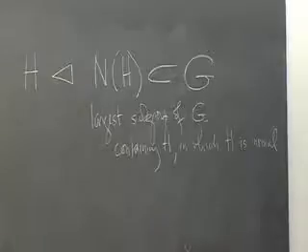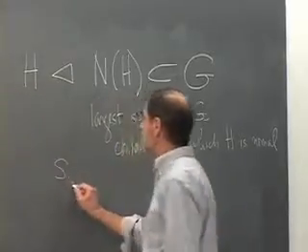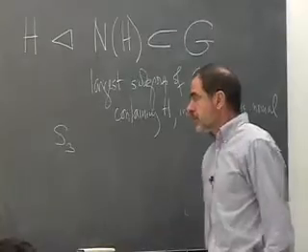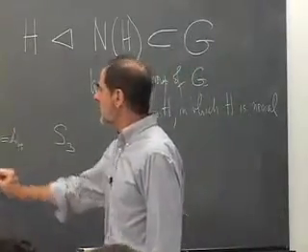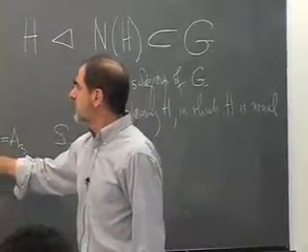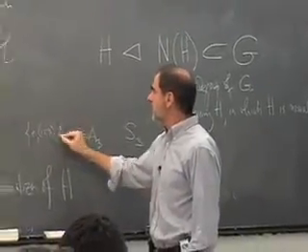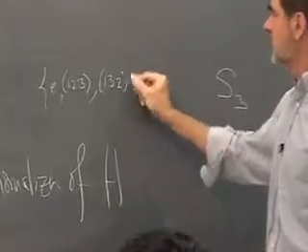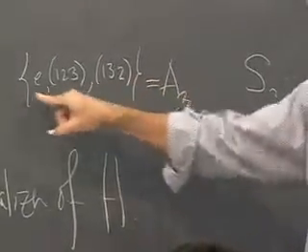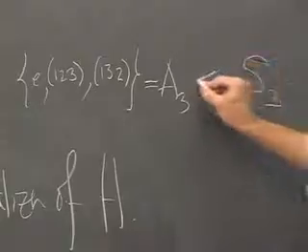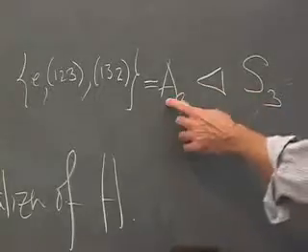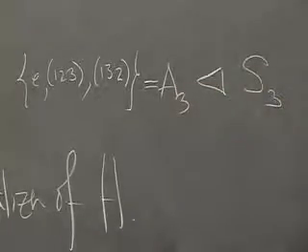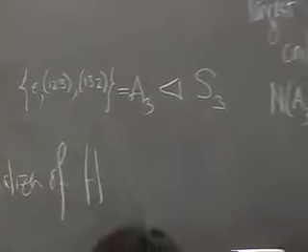It's an important concept. In the group S3, if we took a look at the subgroup A3, the alternating group, which is the identity, the permutation (1 2 3) in our new notation, and the permutation (1 3 2), namely the elements of order 3 and the identity, that's a normal subgroup of S3. It's the only subgroup of order 3. So the normalizer of A3 is equal to S3.